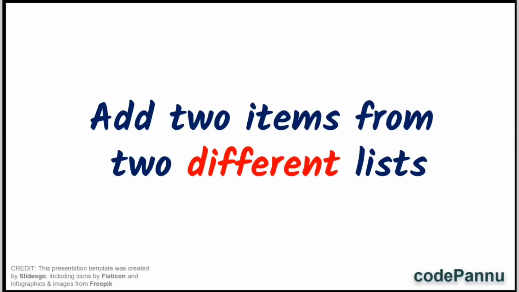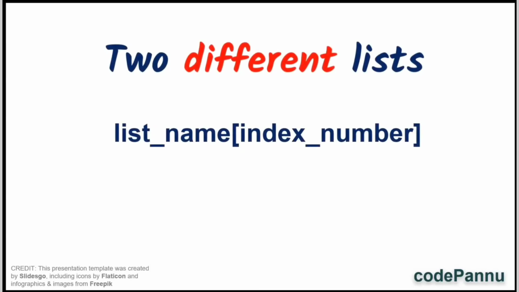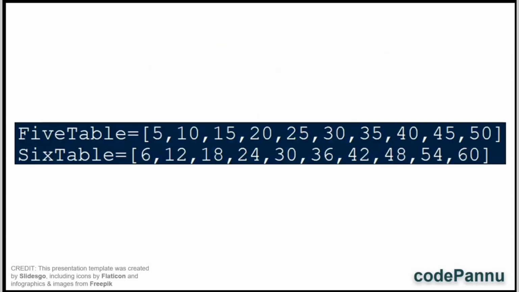Second, let us add two items from two different lists. When using two different lists, we should carefully use the list name with the index number of the two lists and perform the mathematical operations. Let's see it with an example. We have two lists. First list of 5 table and second list of 6 table. Now, let us take two items from the two lists. Let us take the first item from 5 table list and also take first item from 6 table list.